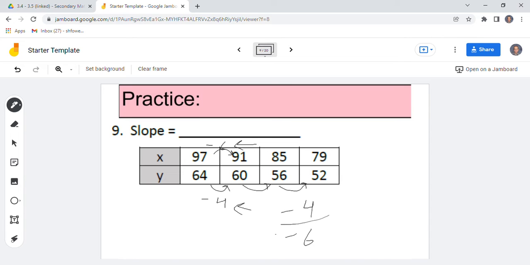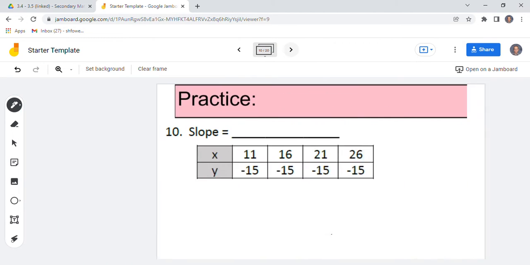2 goes into both of those values, so I'm going to simplify this. 2 goes into 4 twice. 2 goes into 6 3 times. And a negative divided by a negative makes our overall number positive. That doesn't simplify any further, so we're going to leave it as 2/3.